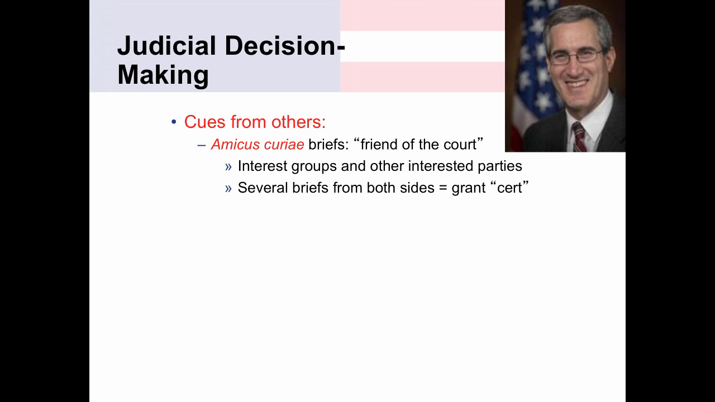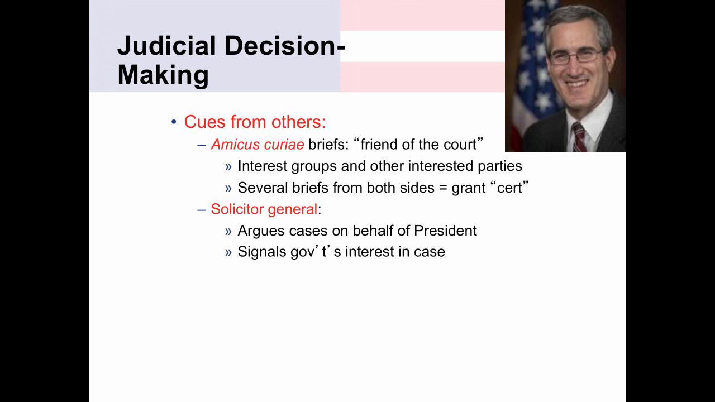The second major actor that the Supreme Court looks to for cues is the Solicitor General. This is a picture of the Solicitor General. I'll confess I'm very bad with pronouncing names, and so I'm not even going to try to pronounce this gentleman's name, but he is a Solicitor General of the U.S. The Solicitor General's job is to argue cases on behalf of the President. So not just cases that the President's involved in, but cases that the federal government is interested in. The Solicitor General will become part of that case, and that's a signal to the Supreme Court that the government's very interested in the case.